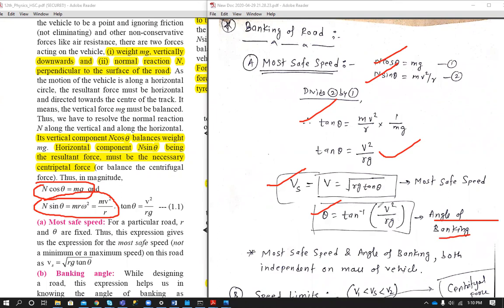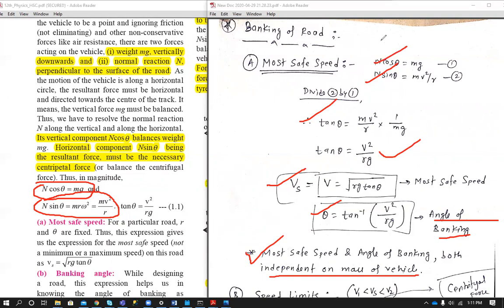In both these formulas, we can see that there is no term related to the mass of the vehicle. So we can say that the maximum safety speed and the angle of banking are both independent of the mass of the vehicle. So this is the maximum safety speed on a banked road, and we already saw the maximum safety speed for a horizontal curved road.